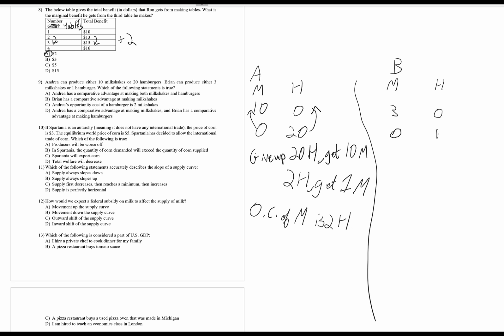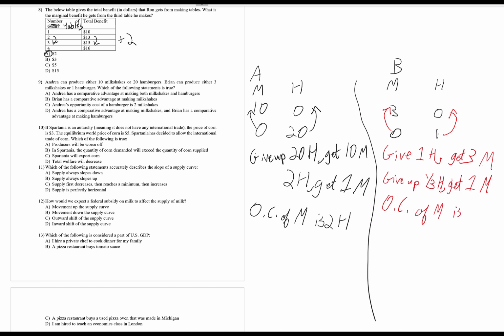Now let's look at Brian. If he wants to go from the bottom to the top, he will give up 1 hamburger to get 3 milkshakes. So he'll go from 1 hamburger to 0, and he's going to gain 3 milkshakes. Same as saying if he gives up 1/3 of a hamburger, he'll get 1 milkshake. So for him, the opportunity cost of a milkshake is 1/3 hamburger.